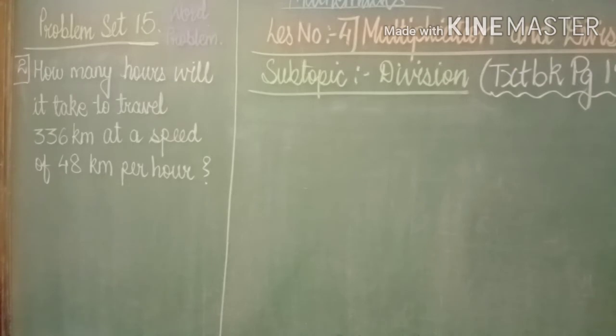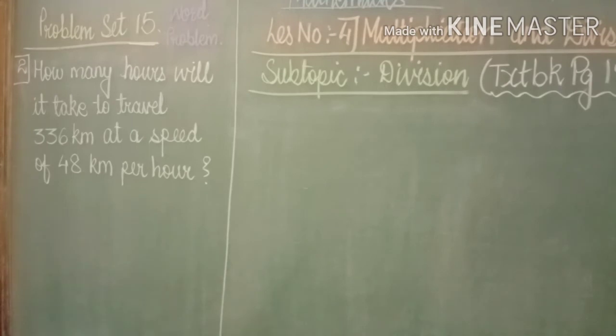I have written it on the blackboard, as you can see, problem set 15, word problem. Now they have asked the second question: how many hours will it take to travel 336 km at a speed of 48 km per hour? Per means 1 hour. First we have to find out the speed. What is the speed, everyone? The speed is 48 km per hour.